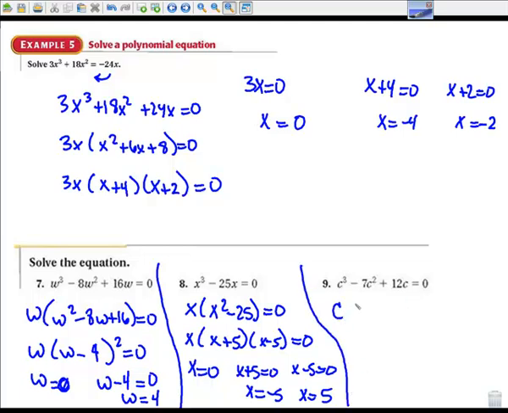Here again I can factor out a c, so I get c squared minus 7c plus 12 equals 0.